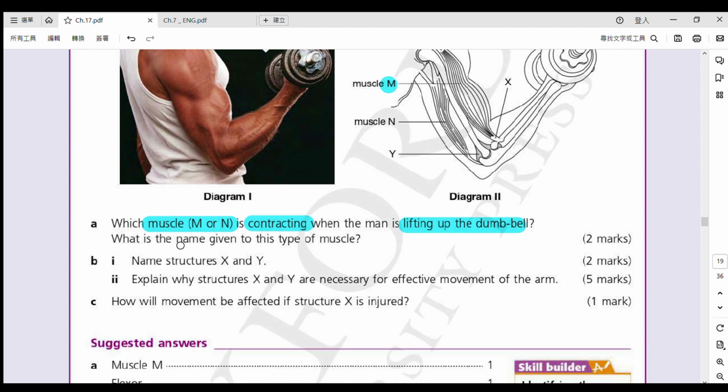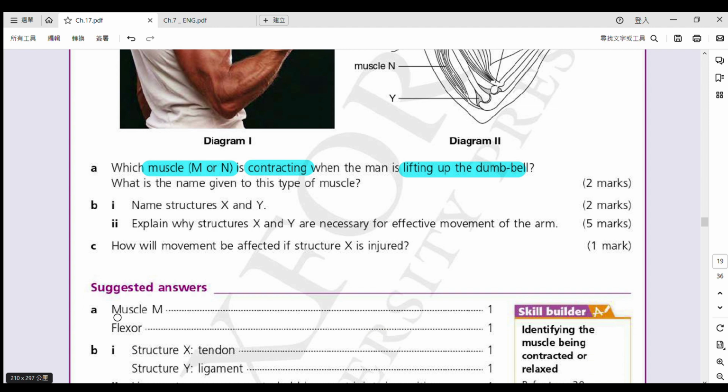Then the next question asks what is the name of this type of muscle? And the answer is flexor. Alright, so not too difficult.